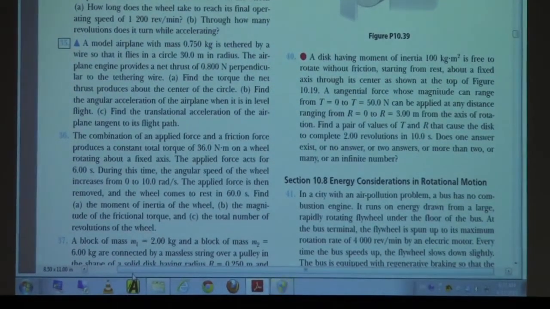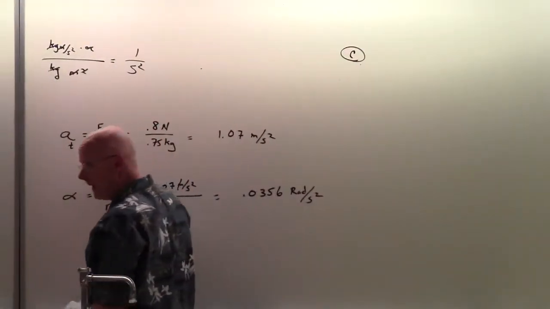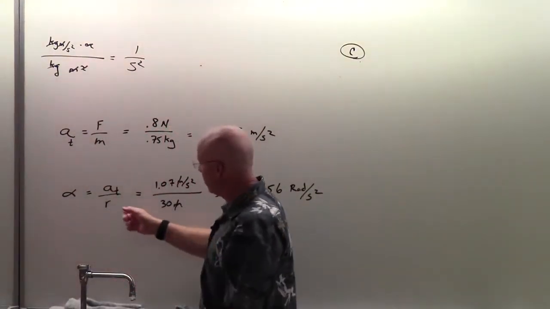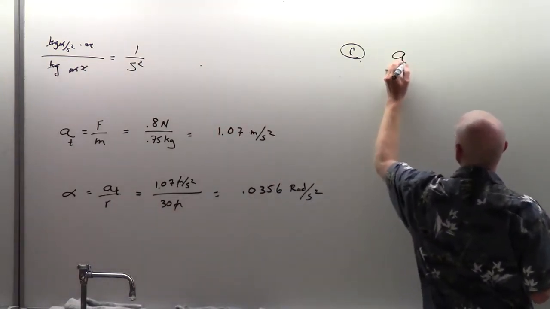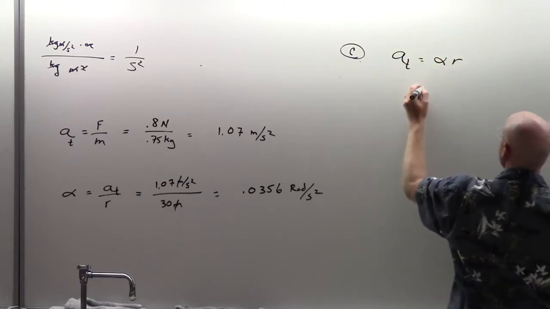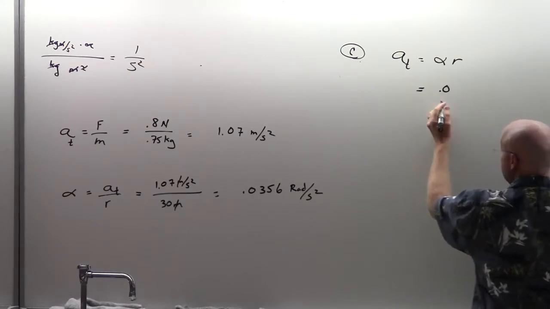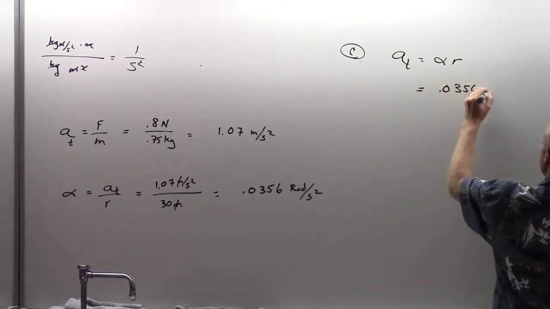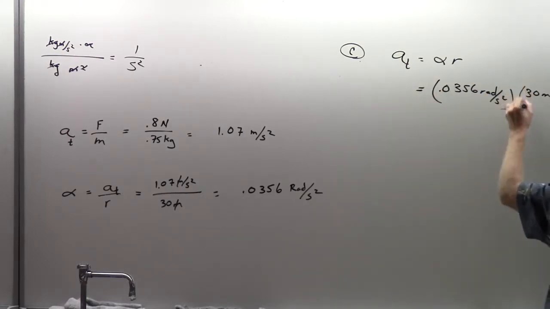C says, find the translational acceleration of the airplane in its flight. Well, I guess I actually kind of already did that by using Newton's second law here. But I think the author intent was actually for you to begin to use this equation then and say, look, there is a connection between the translational acceleration and the rotational. And so this 0.0356 radians per second squared, then multiplied by 30 meters.